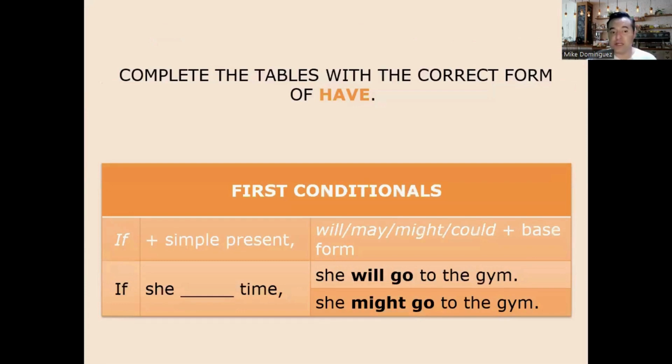Okay, first conditional. El first conditional. Action in the present or condition in the present, and the consequence is in the future, con cualquiera de esos tres. Will, might, may, or could, más el base form, plus the base form. And that is the first conditional.